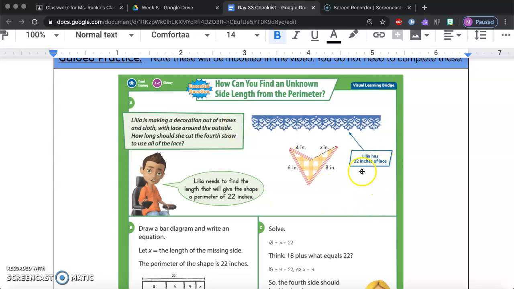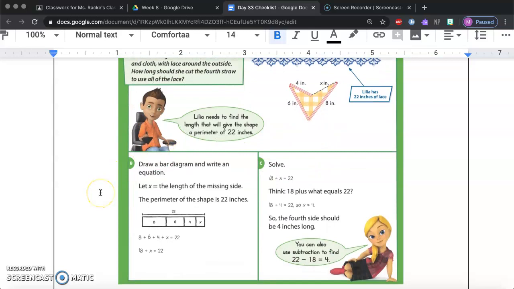So it says Lilia has 22 inches of lace. Lilia needs to find the length that will give the shape a perimeter of 22 inches. So we can see, we know that this is 6 inches, this is 8 inches, and this is 4 inches. So we've been given 3 out of the 4 sides. So let's look at some of the strategies.